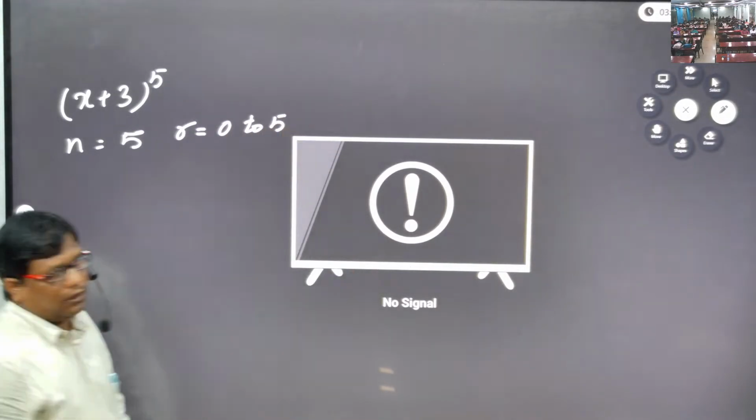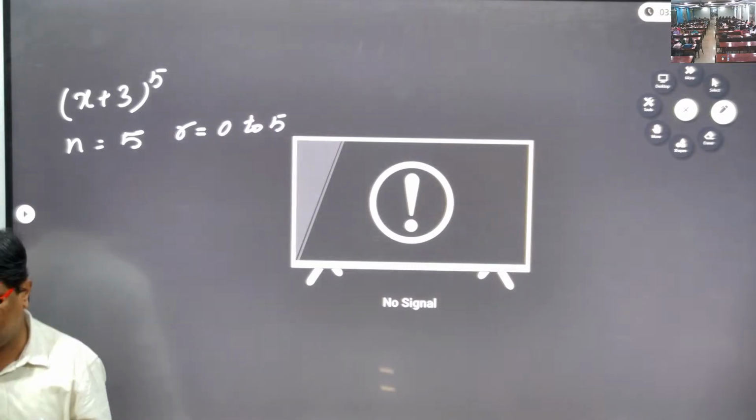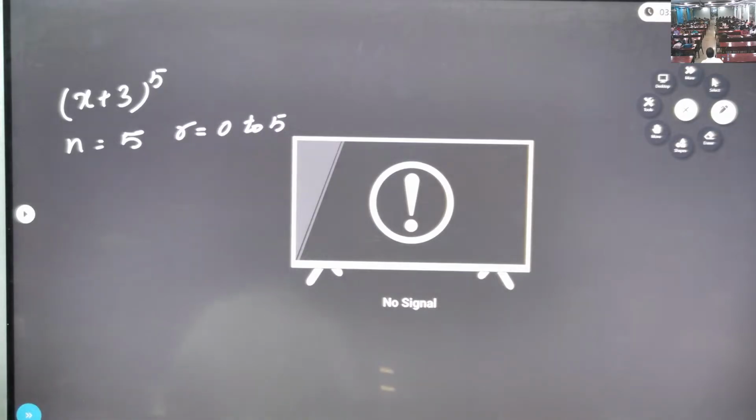Right. Now substitute the values in the equation and tell me the values. Just substitute the values and tell me the values.